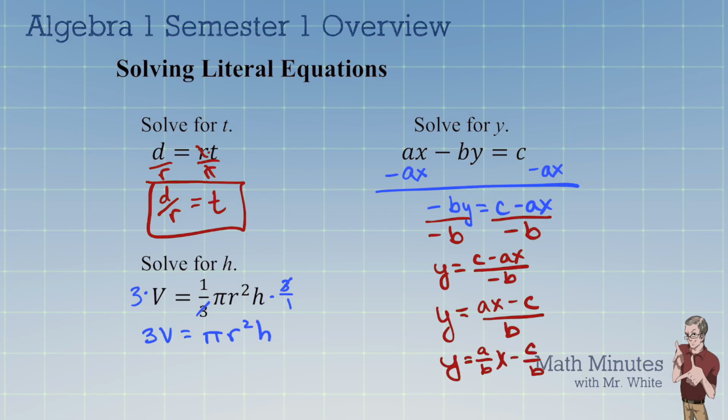Then you take a deep breath and you say, okay, my goal is to get h by itself, so I need to get all this other stuff to the other side, and simply dividing it is enough to do that. See how we can do it all in one step. So h equals 3v over pi r squared. So these are called literal equations, or solving a formula or an equation for a specific variable.